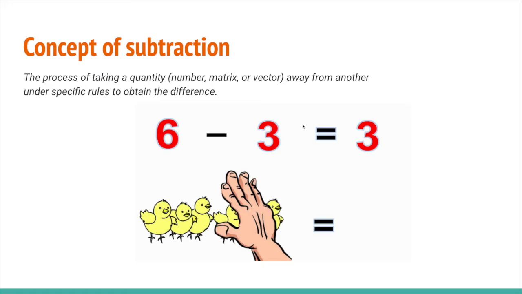First of all, let's review some basics of subtraction. The concept of subtraction is the process of taking a quantity away from another. For example, I have 6 chickens. Someone takes 3 away from me, then I have 3 chickens left.